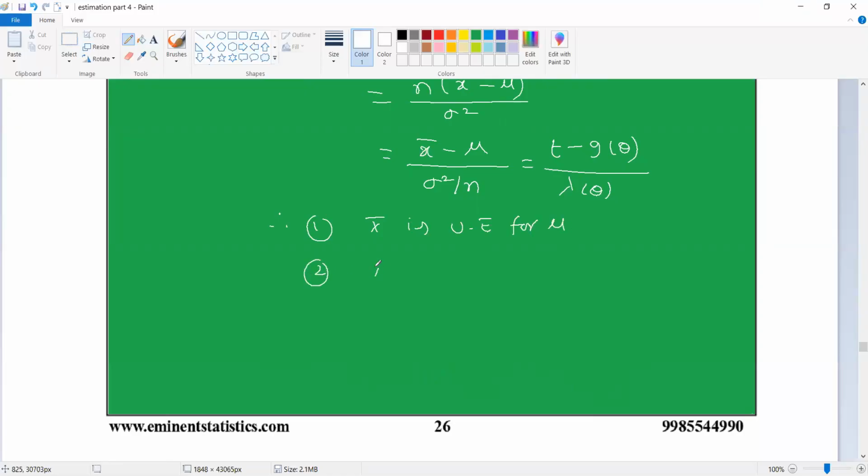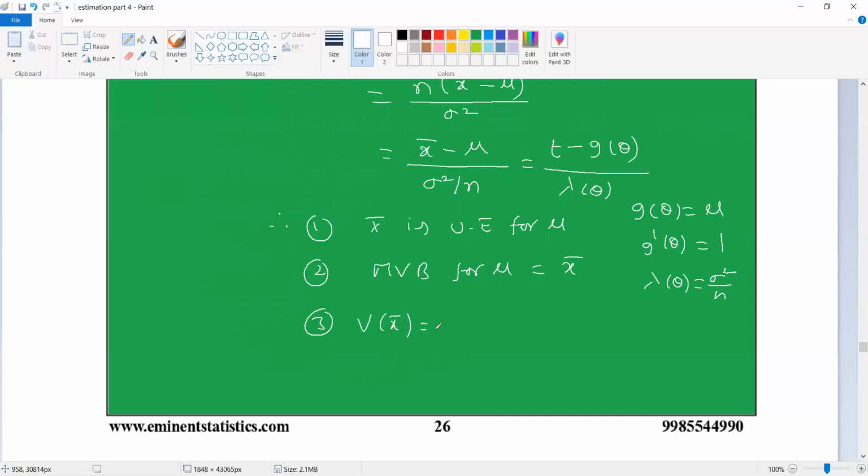Second one: MVB for mu is equal to x bar. Third one: variance of x bar is equal to g dash of theta. g of theta is equal to mu, g dash of theta is equal to 1, and lambda of theta is equal to sigma square by n.